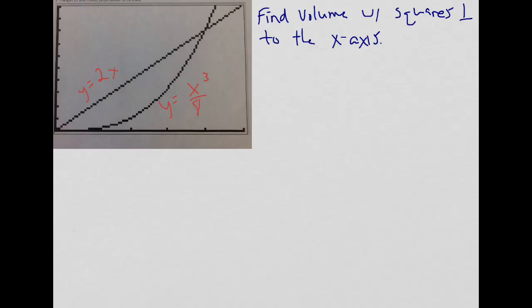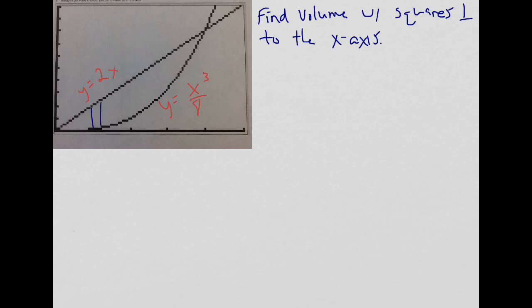Hopefully today in class we did an activity to visualize what this would look like with squares perpendicular to the x-axis. So what I'm going to do here is calculate the volume of the solid that would be formed if I were to do an infinite number of tiny little post-its sticking up, like we had in class today. The first thing I need to do is decide whether I've got dy or dx.